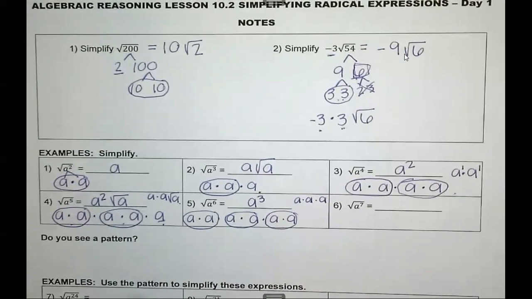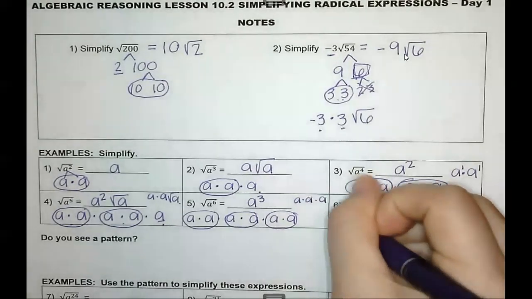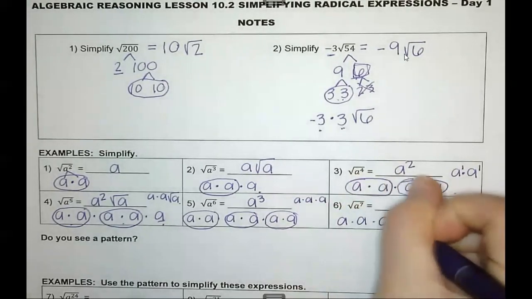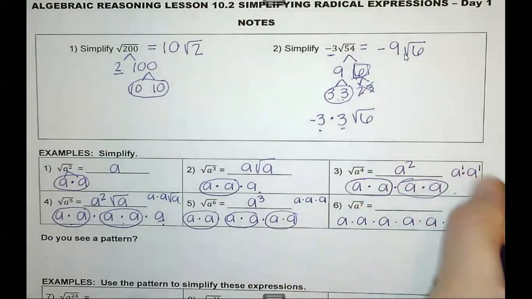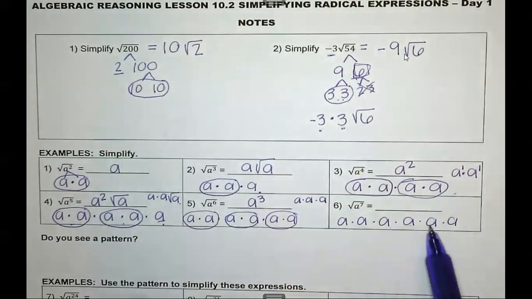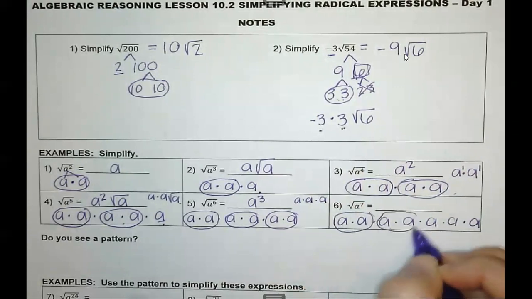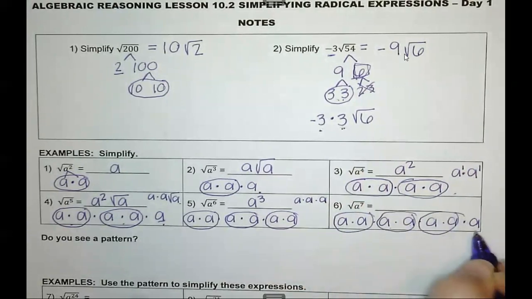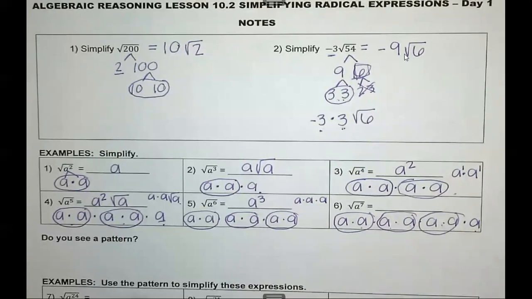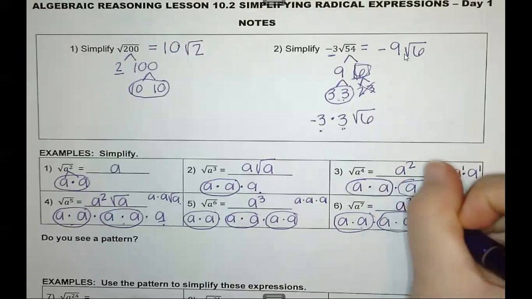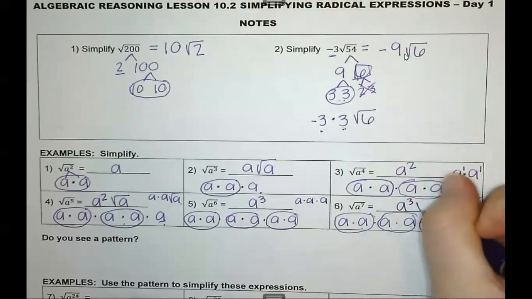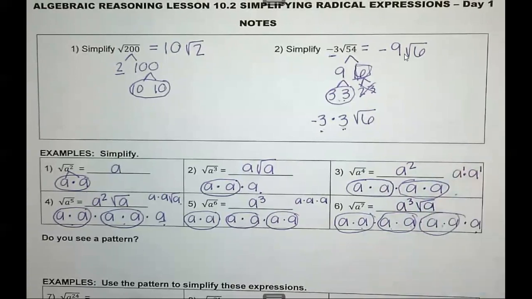All right, last one in this section, we have a to the 7th. So a times itself 7 times. How many is that? 1, 2, 3, 4, 5, 6. One more. And we circle our pairs. So I've got 1 pair, 2 pairs, 3 pairs, and a leftover. So we get to pull out 3 a's. So we have our a to the 3rd, and then we have an a leftover that has to stay underneath the square root because it did not have a pair.